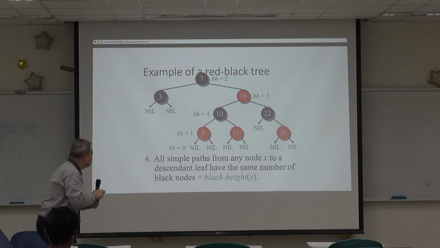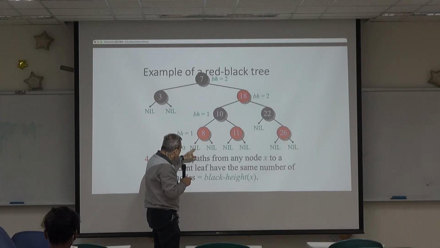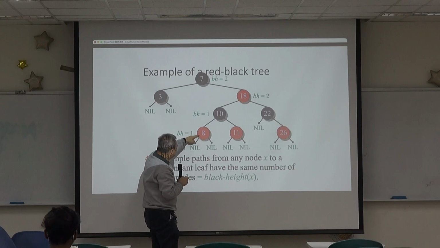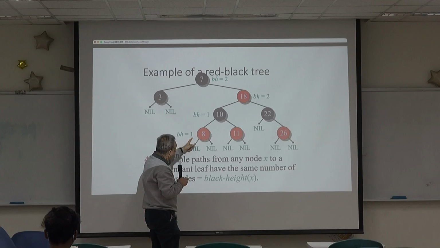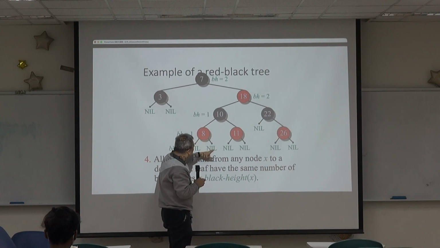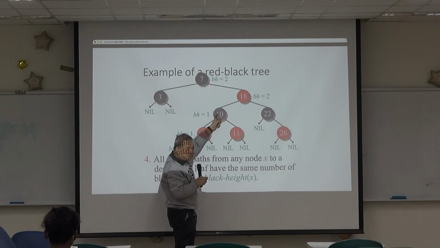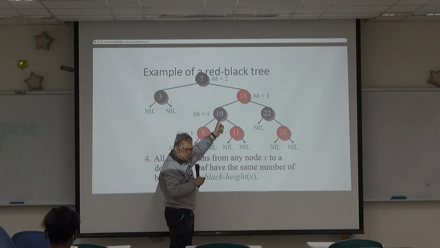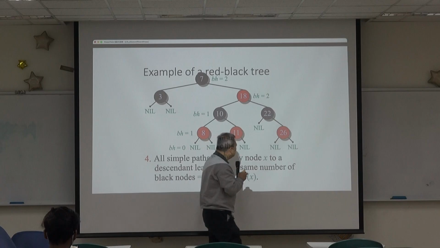So for example, from this node to its leaf node. Remember these two leaf nodes, they are black. So from this node to here, we have one black node. From this node to here, we have one black node. So the black height is 1. Same thing, from this node to any leaf node, the black height is 1. Oh, by the way, we do not include this node itself. This node itself obviously is a black node too, but we do not count the node itself into the black height.